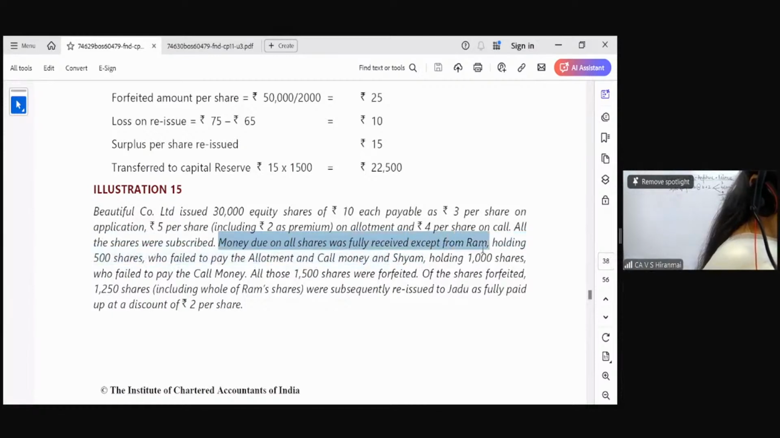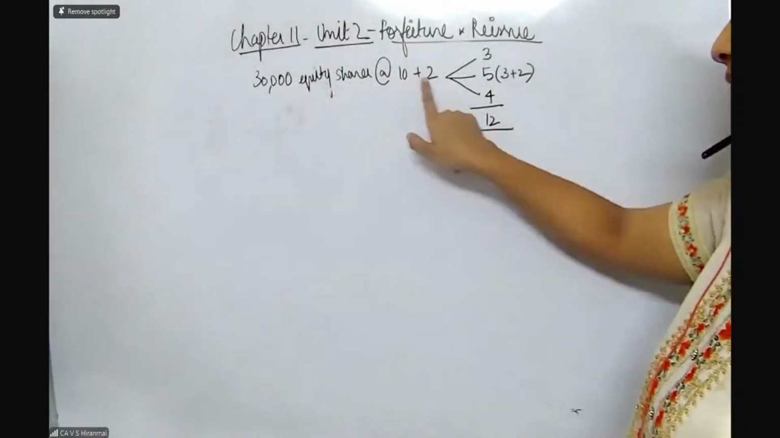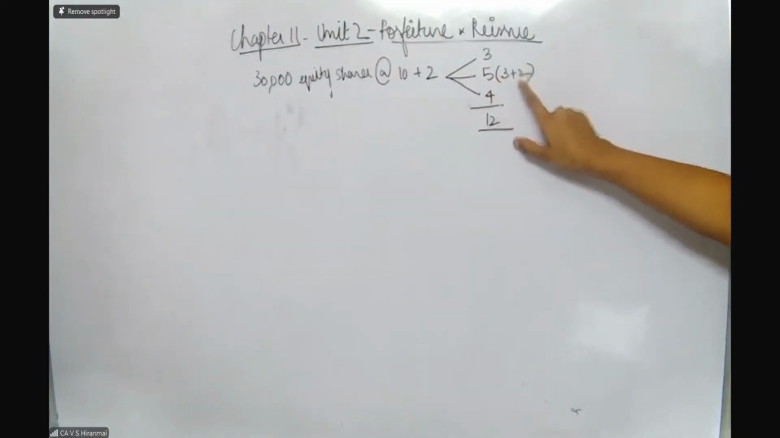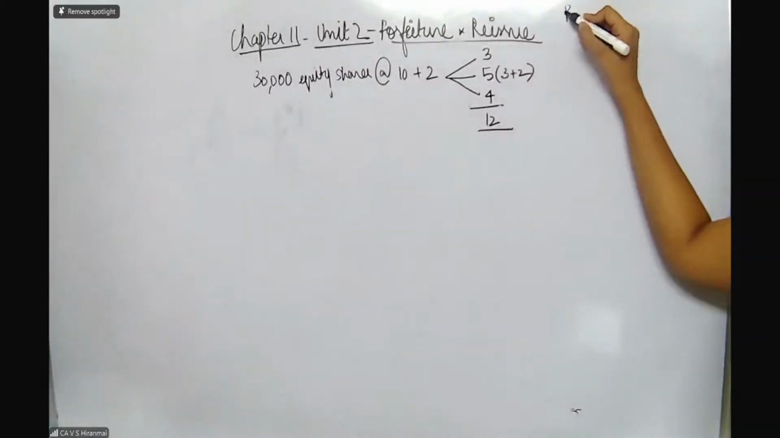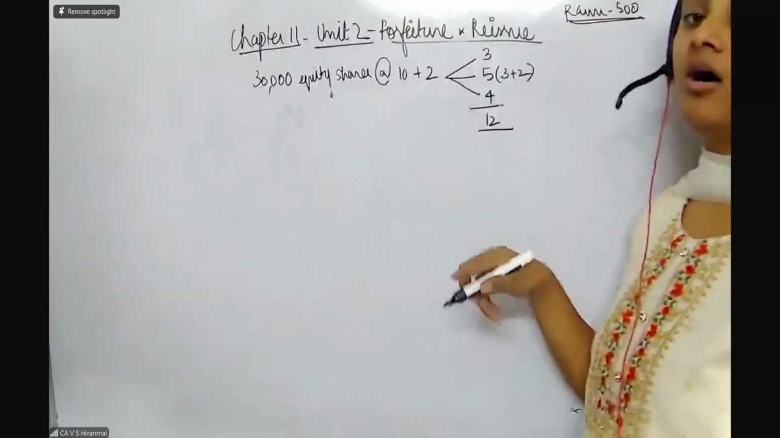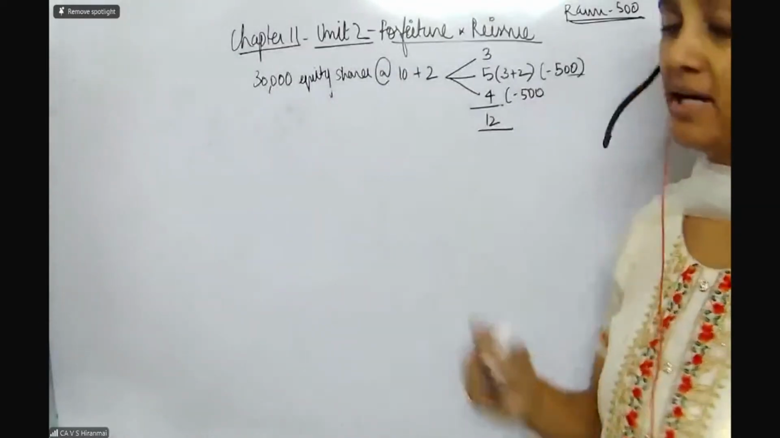Money due on all shares was fully received except from Ram, who was holding 500 shares, failed to pay the call money and allotment money. So all of you please see here, simple. I have written 30,000 shares at 10 plus 2. Premium is there in the question. 3, 5, 4. And in the allotment, since premium is collected, 3 plus 2. Now I am going to make a note of Ram's shares. There is a person called Ram holding 500 shares. He has not paid. All the monies were received except the shareholder who did not pay on the allotment, and he also did not pay on the first call.